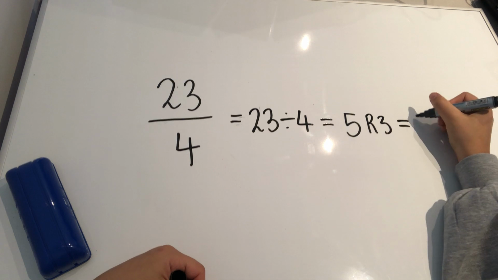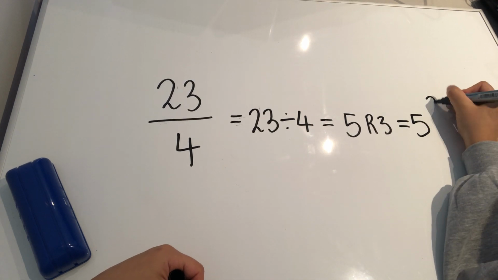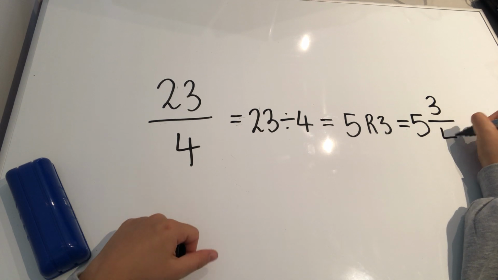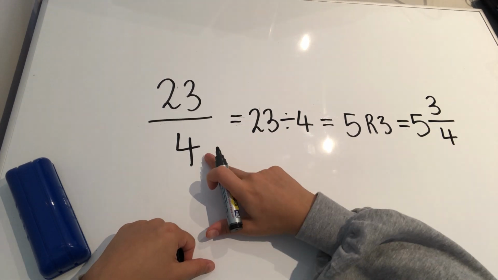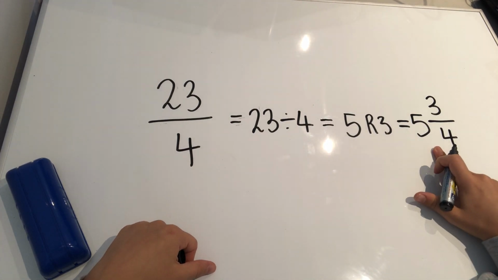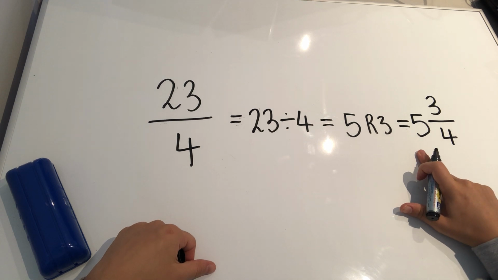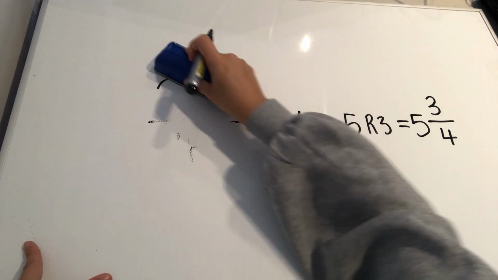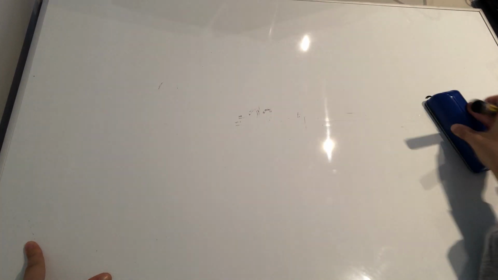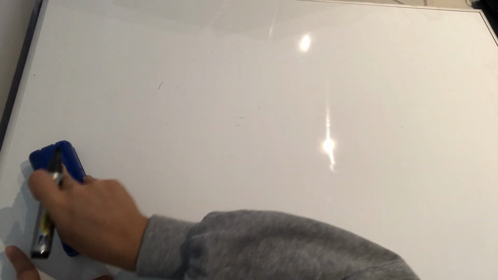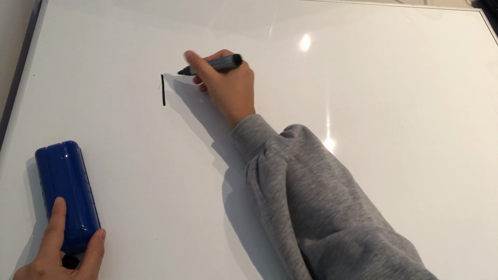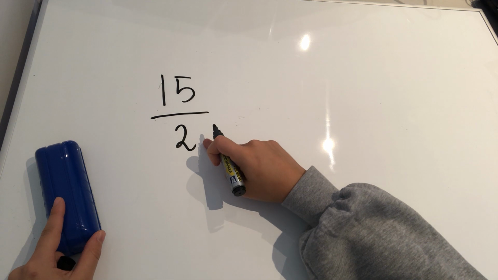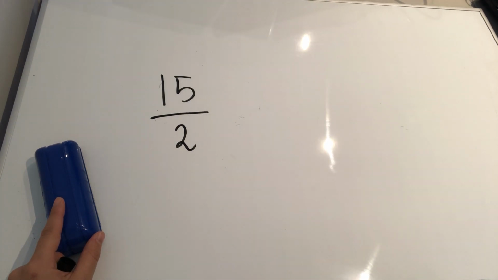So then 5 is our whole number, 3 is our new numerator, and our denominator stays the same. So from 23 over 4, the mixed number is 5 wholes and 3/4. Let's do one more of these conversions. So 15 over 2, our numerator is larger than our denominator, so it's an improper fraction.